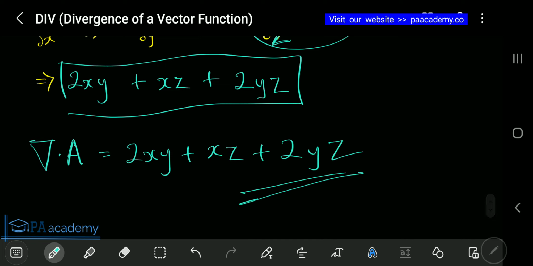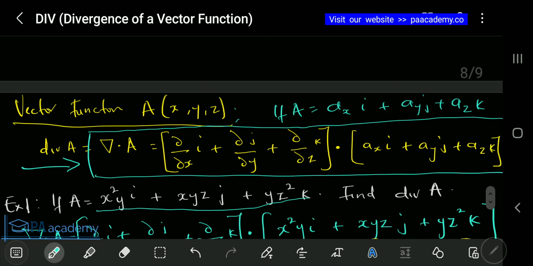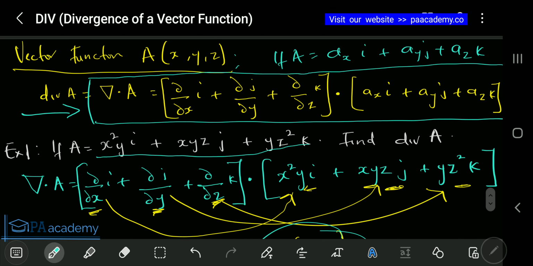This is the first example we are going to be looking at under divergence of a vector function. We still have other examples and other topics we are going to look at under divergence, curl, and gradients.